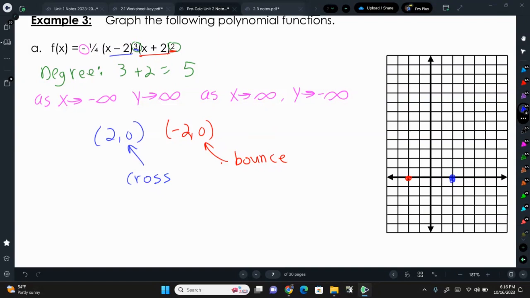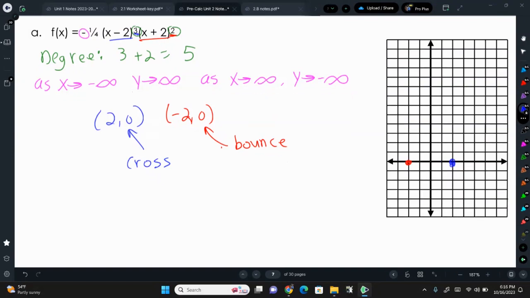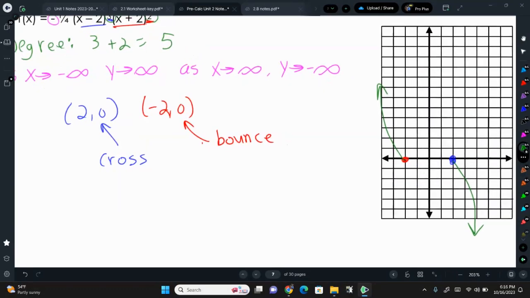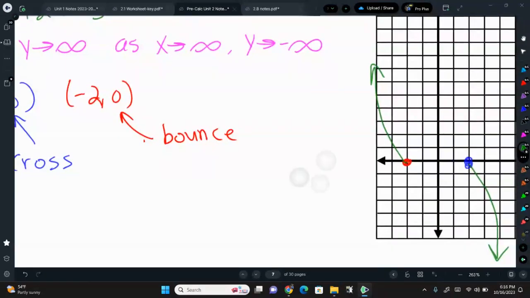Right, so I like to draw the end behavior first. So we know that the left side is going to go up, and the right side is going to go down. Now we have to figure out what happens in between. Now at the red one, we said that we are going to bounce, or you can think of it as we should have a turning point at this zero right here. So our graph comes down, it touches, and if it's a turning point, that means it should come back up, and we have a minimum value there.